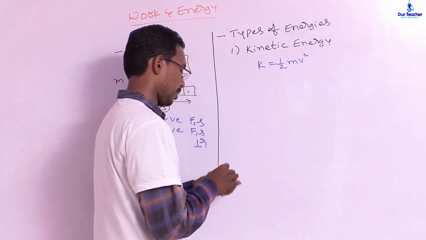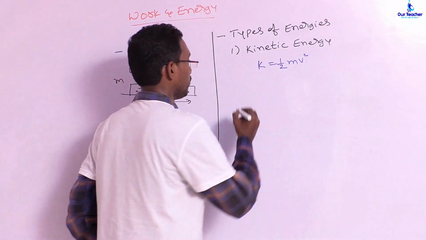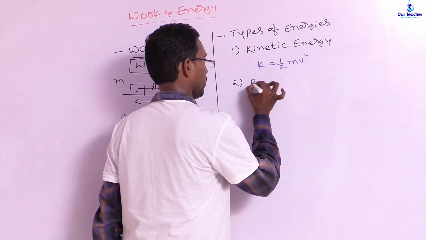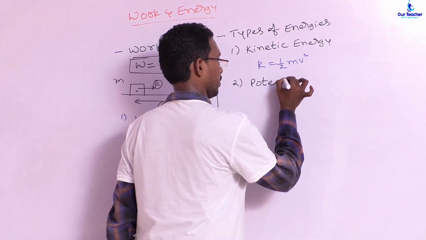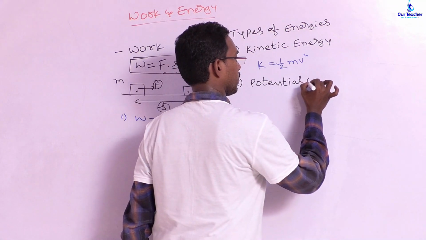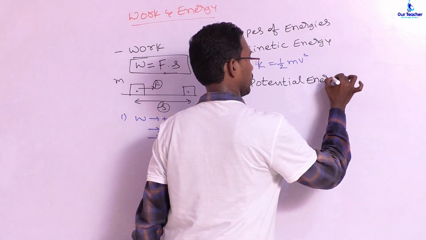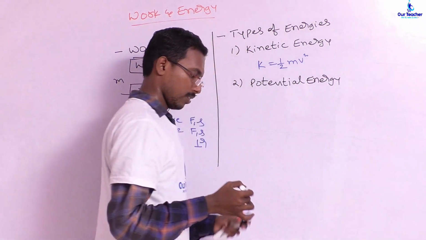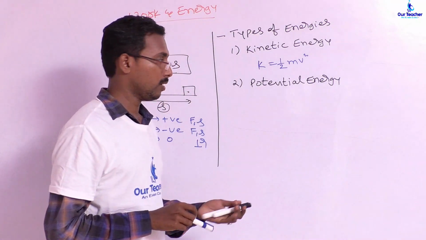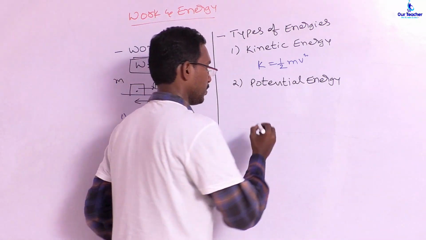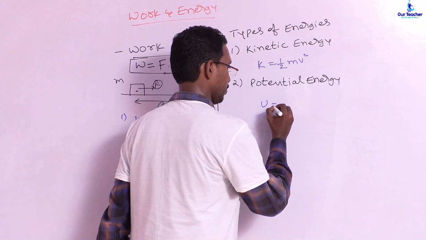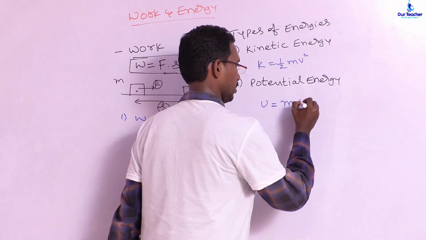And later we will deal with the topic known as potential energy. We will derive the concept of potential energy. Potential energy is represented by the symbol U. The formula for potential energy is mgh.